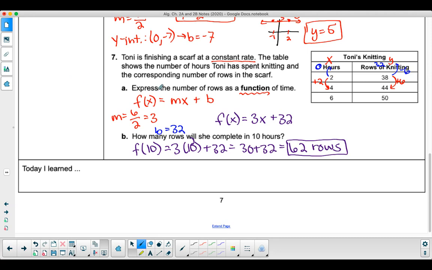And then once you feel like you are set with your notes, you can go on and do the practice for 2.4, part 1.